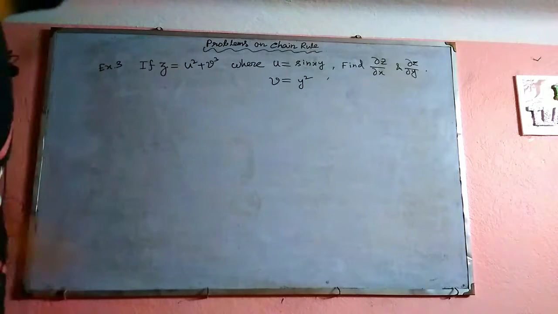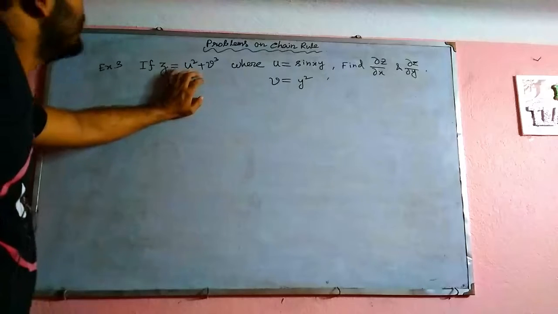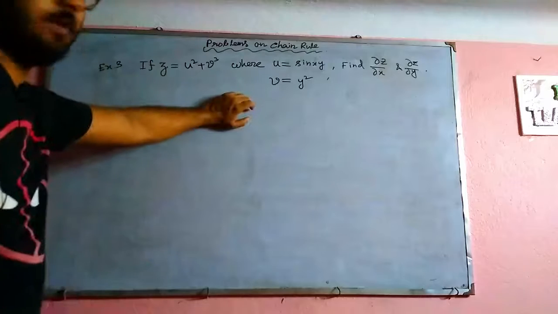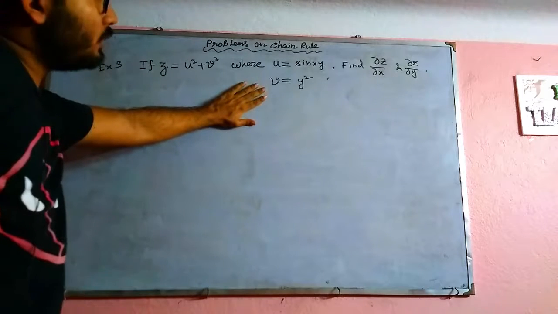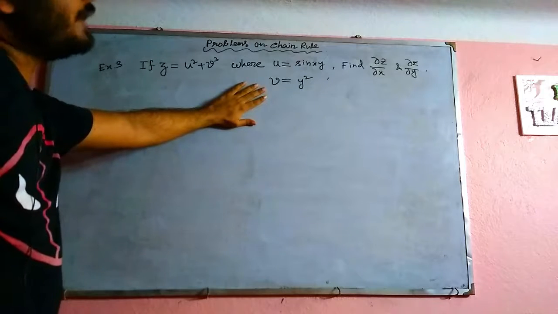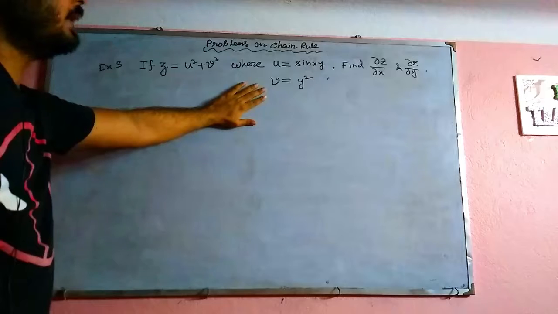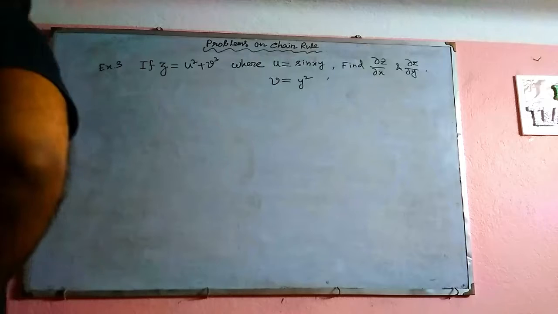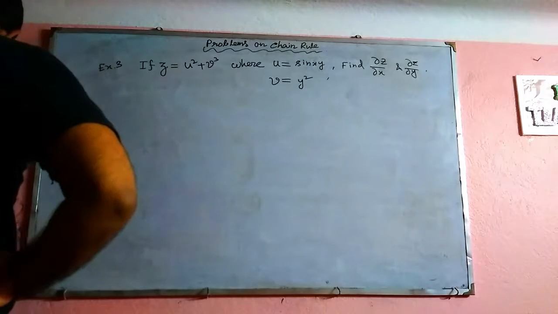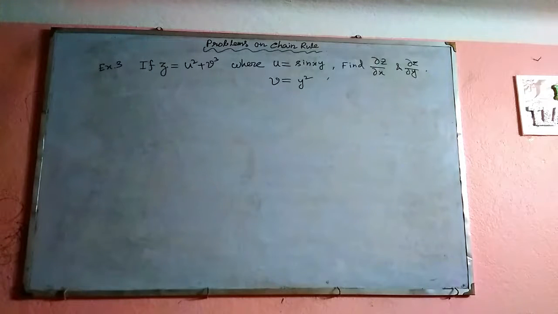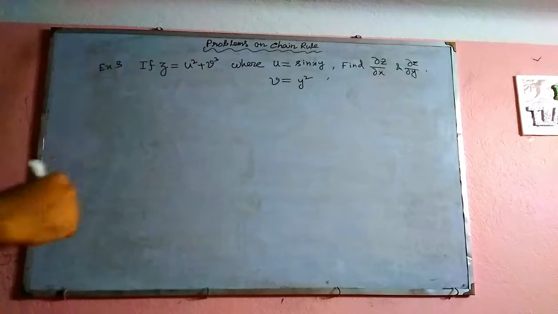See, here z is a function of two variables, that is u and v, and u is a function of two variables x and y, and v is a function of one variable, only y. So we have to find del z del x and del z del y. So we have to apply rule number 3. So what is rule number 3?